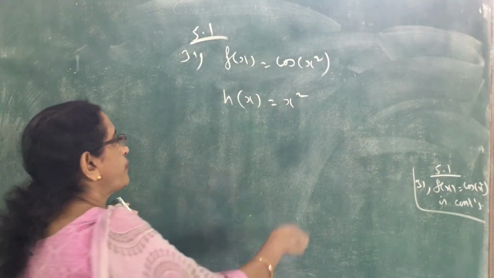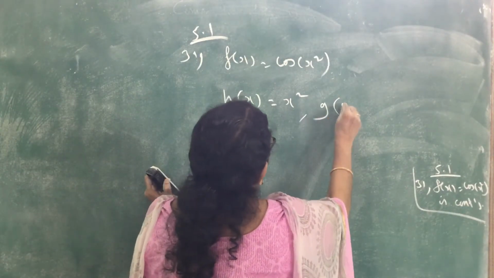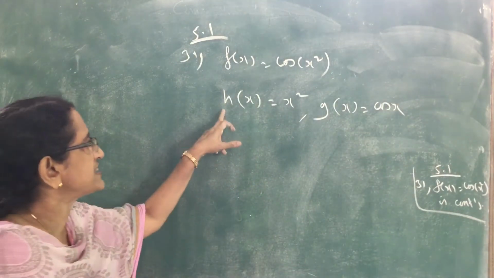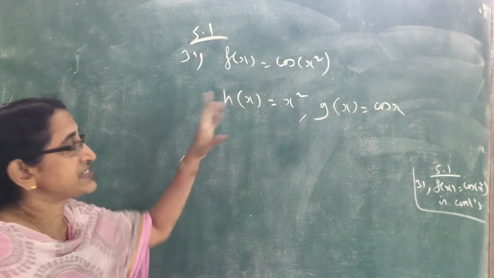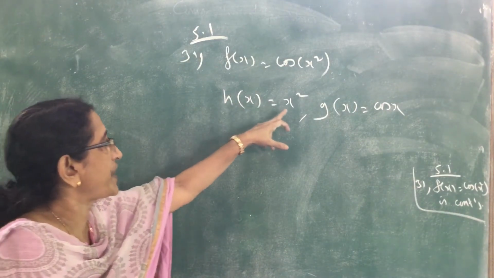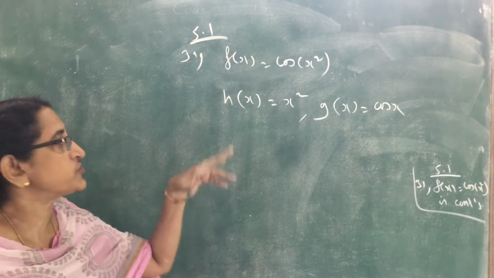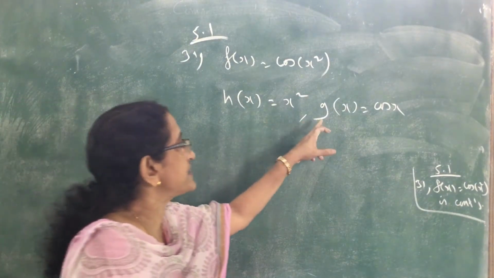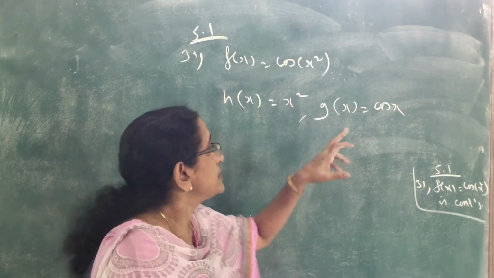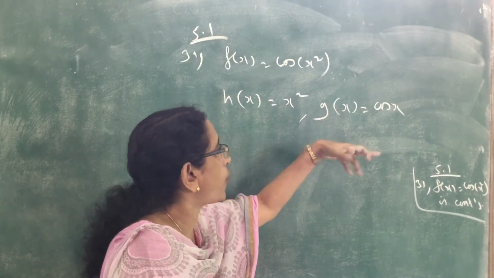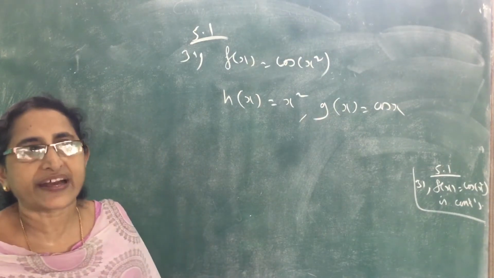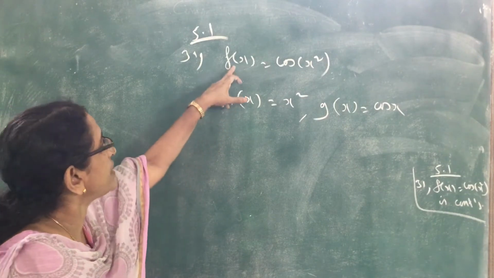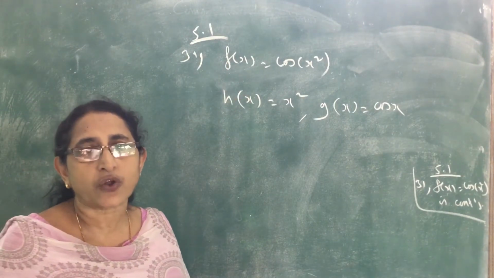Similarly, we define one more function, that is g. g of x equal to cos x. Like that we define two functions h and g. h is defined as h of x equal to x square. That means h of 1 is 1 square, h of 2 is 2 square, like that. And g is defined as g of x equal to cos x. That is g of pi is cos pi, g of pi by 2 is cos pi by 2, like that. We define two functions h and g. Now we define the given function f of x as the composition of two functions.